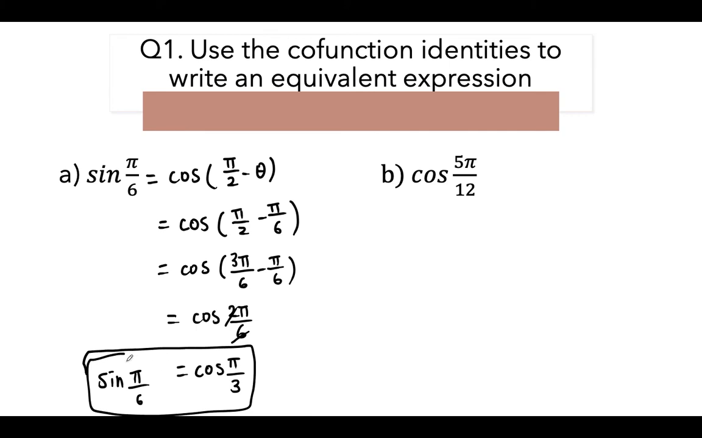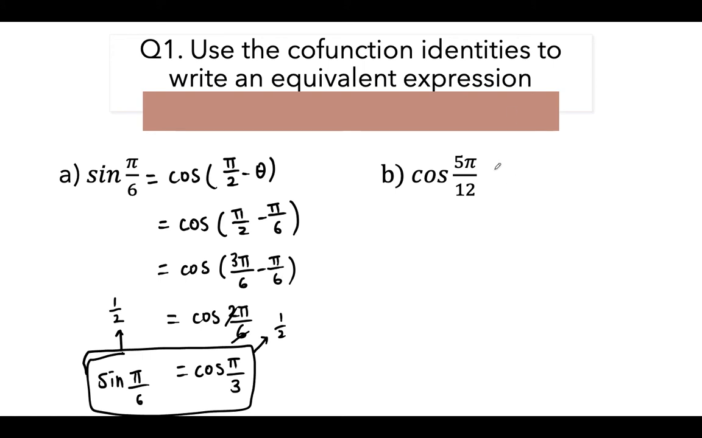What this means is that whatever the ratio of sine pi over 6, which in this case is 1 over 2, cosine pi over 3 is also going to be 1 over 2. So they're exactly the same.